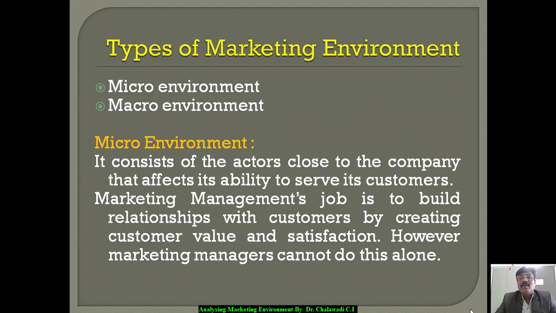The micro environment consists of the actors close to the company that affect its ability to serve its customers. There are so many forces which affect the marketer in serving its customers. Marketing management's main intention is to build a good relationship with the customer by creating customer value and satisfaction. However, marketing managers cannot do this alone. Many people and forces come together to satisfy the customers and create customer value.